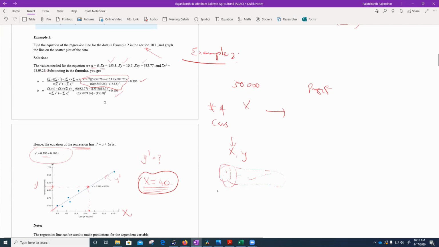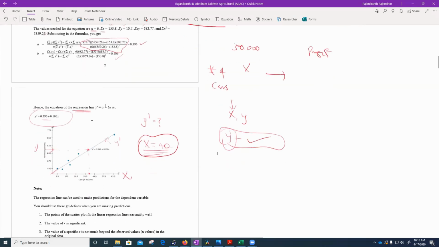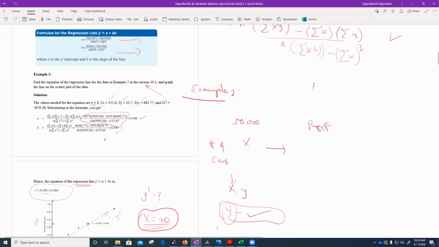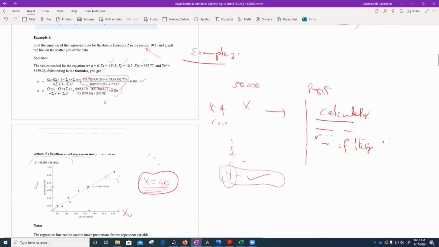Let me tell you one more thing. You could use the calculator to find this in the easiest way. So now I'm going to use the calculator to find the best fitting line. Okay, so this is the procedure.